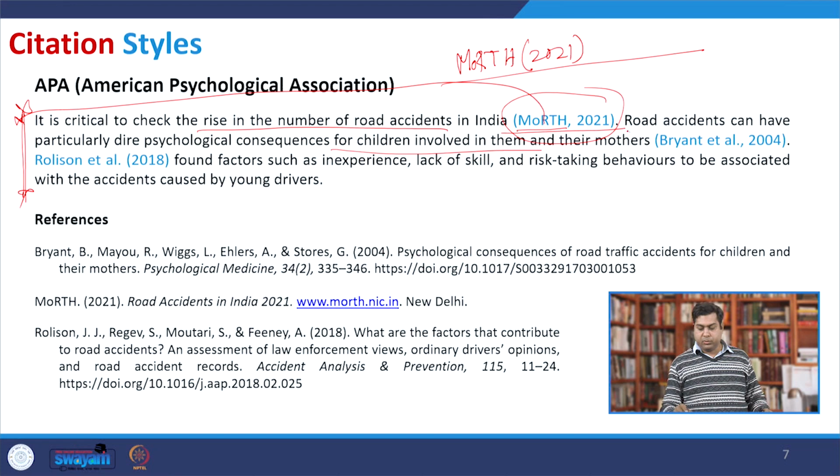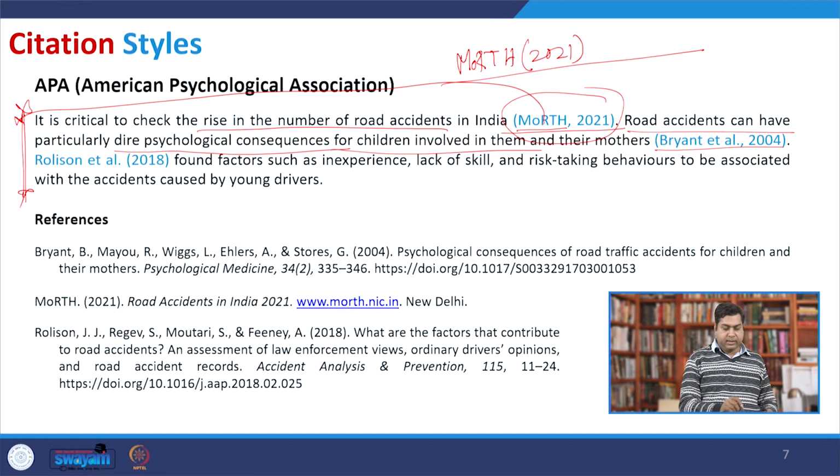The second was: road accidents can have particularly dire psychological consequences for children involved in them and their parents or mothers. So, this is something about understanding the psychological behavior. This is a paper published by Brandt and other co-authors, so that is why it is cited as Brandt et al., and it was published in 2024.